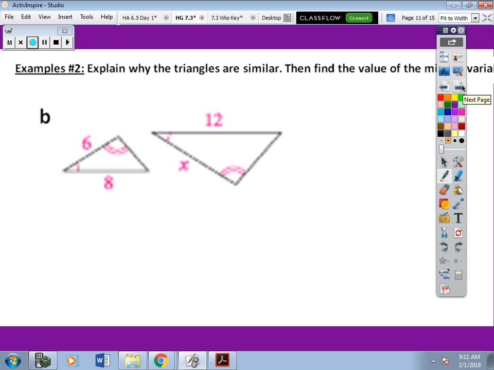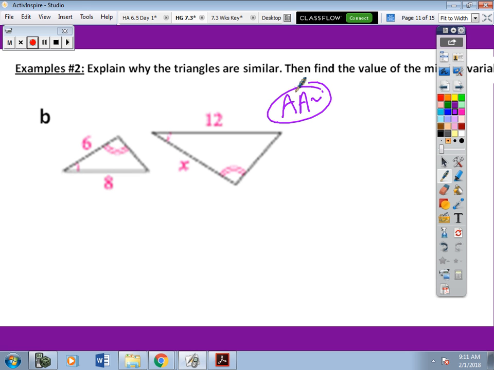Example B. First of all, why do we think these triangles are similar? Angle, angle, side, or side, side, side? Marquise? Angle, angle.